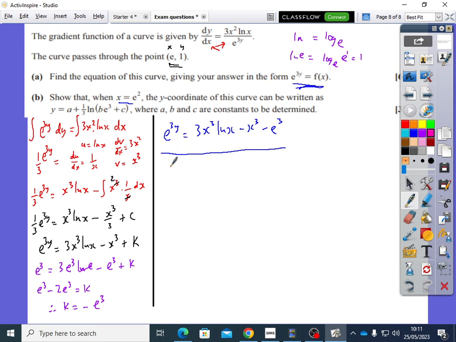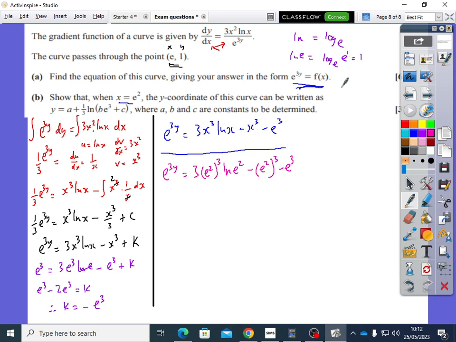So it says we need to find y, so e to the 3y is going to equal 3. Now x is going to be replaced by e to the 2, so that's going to be e to the 2 cubed, ln of e to the 2, minus e to the 2 cubed, minus e to the 3.